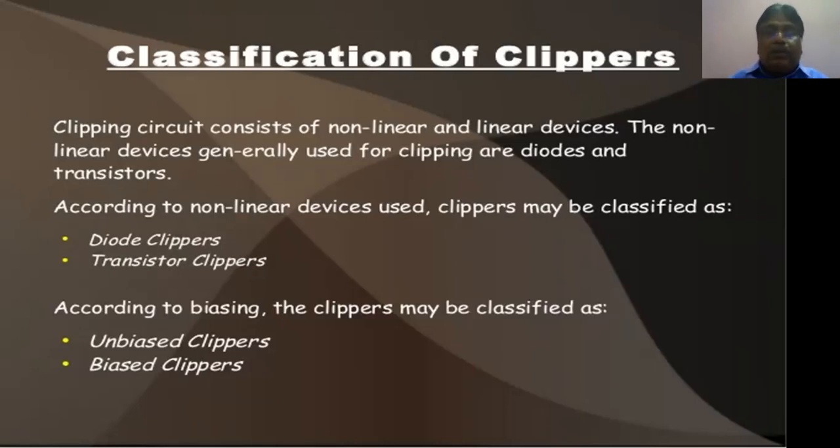So please remember always: unbiased, unbiased, unbiased. Why am I concentrating on these two words frequently in clippers and clampers? Not only clippers and clampers, wherever you go in electronic circuits, this is unbiased and this is biased. That means a DC power supply is compulsory. Whenever you apply the DC, it is automatically biased. Without DC, unbiased. That is a very, very important point.